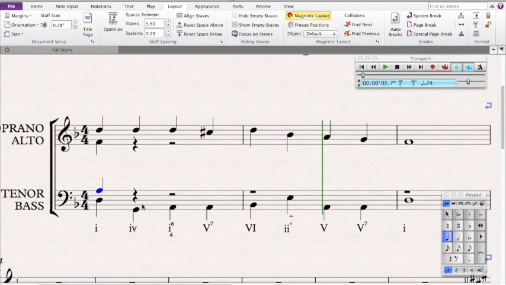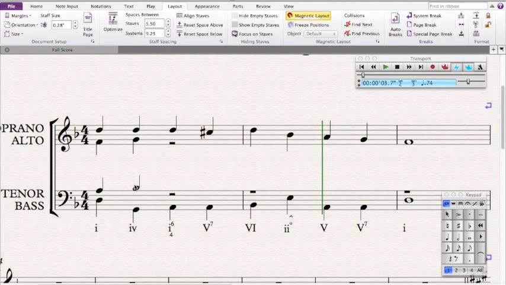So for this tenor line, I'm going to go by step and include the 3rd of the chord, which would be a B flat. So I'm going to go there. And I'm going to move this alto note to G, so it can double the bass, which is what you want to do in a root position chord. Again, the goal is to keep things moving by step as much as possible.